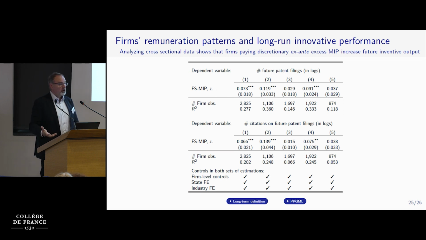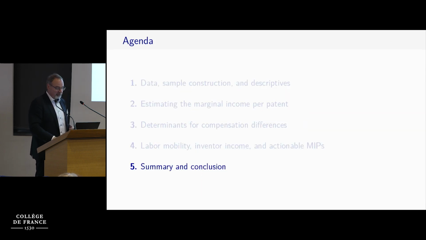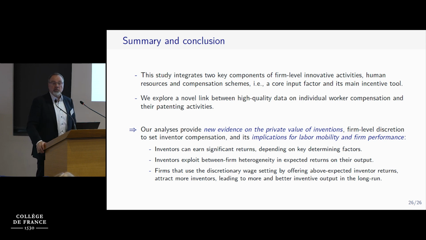And out of that, we conclude that this is an interesting labor market instrument for firms. The MIP, the marginal income per patent, is actionable. You can use that to attract good inventors if you have complementarity and if you have the financial leeway via markups to do that. Okay, so we integrate two components, human resources and compensation schemes. So we're back at the fuzzy, the warm, the Bob Gibbons type determinants of organizational performance, as we were yesterday in the Marx papers and the Wills paper.